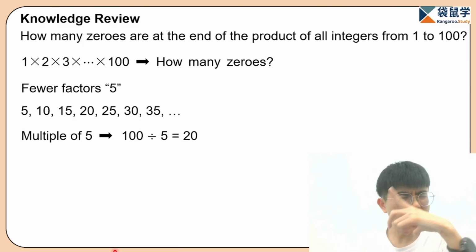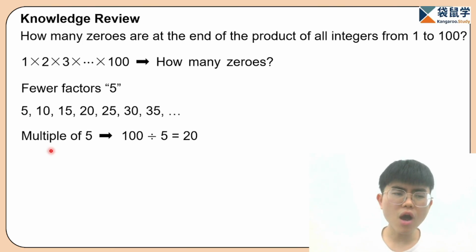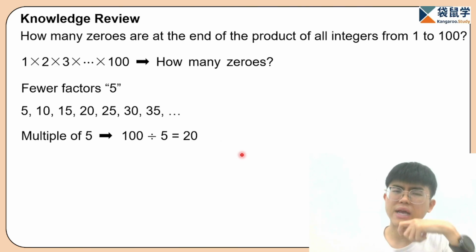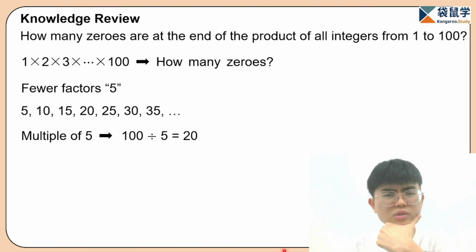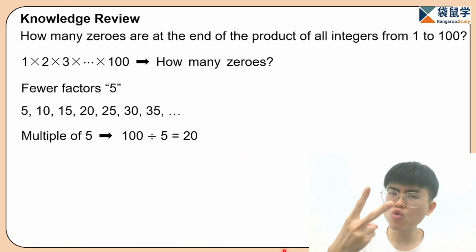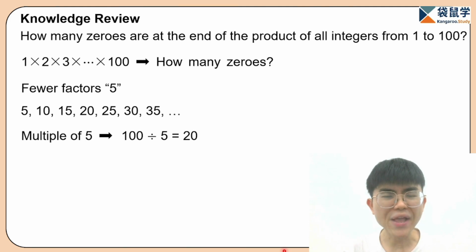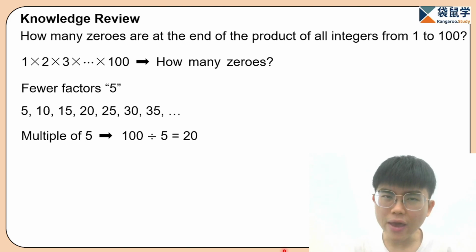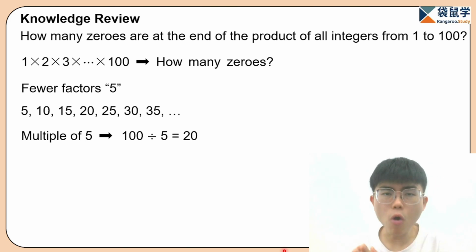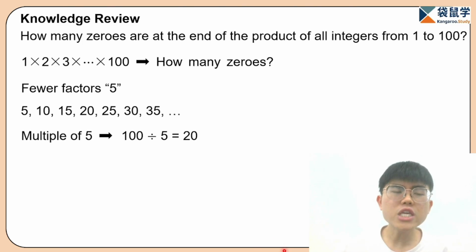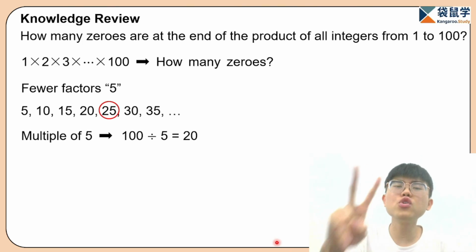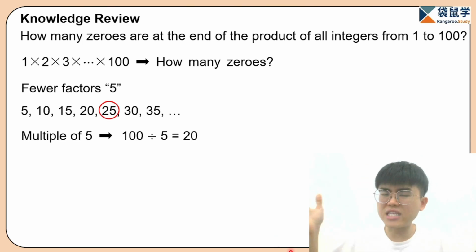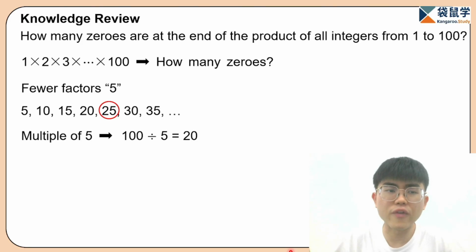Now everyone, think about it. All of these numbers have one factor 5. Is it possible that some numbers can have 2 factor 5? 2 factor 5 is just 5 times 5, which is 25. Which means that 25 will have 2 factor 5. Is there any other number that also has 2 factor 5?